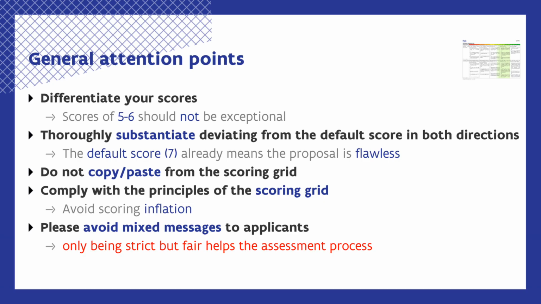A score in the range 9-10 should also be supported by a thorough explanation in which aspects it excels and why. In that sense, copy-paste statements are not considered very helpful. As always, please comply with the principles of the scoring grid, as it is the only way to arrive at a fair assessment for each of the proposals.